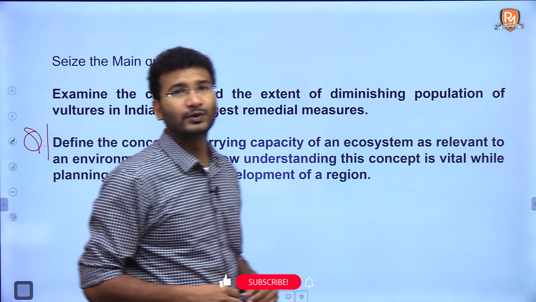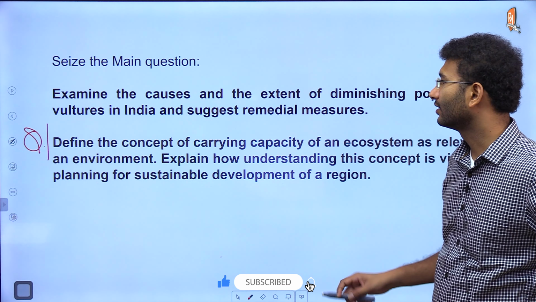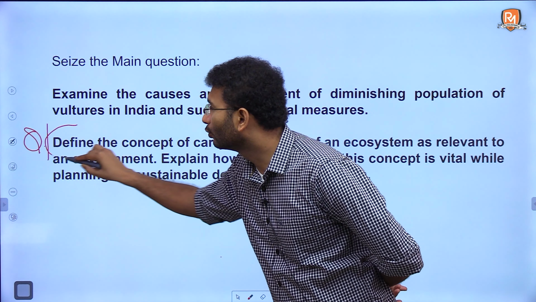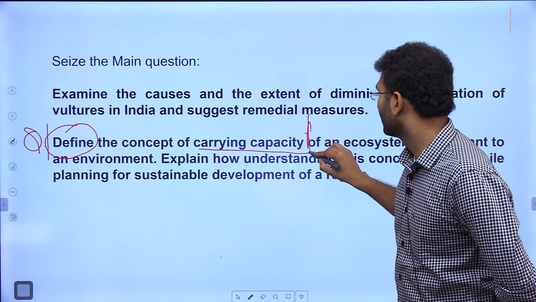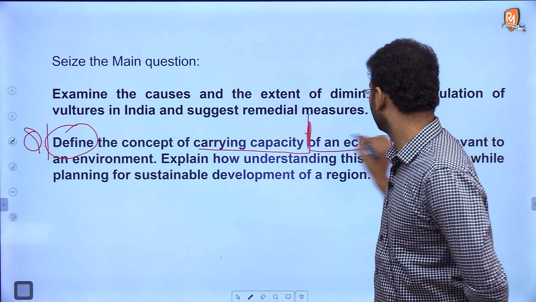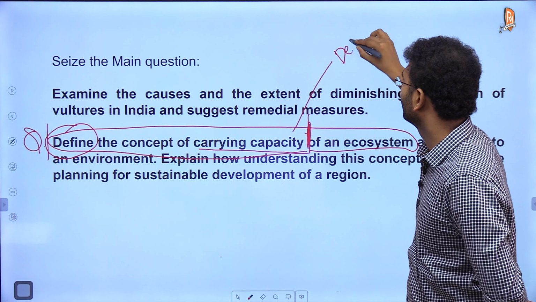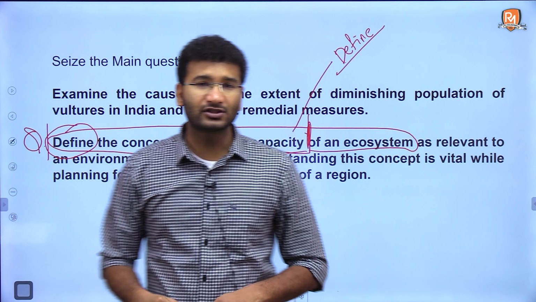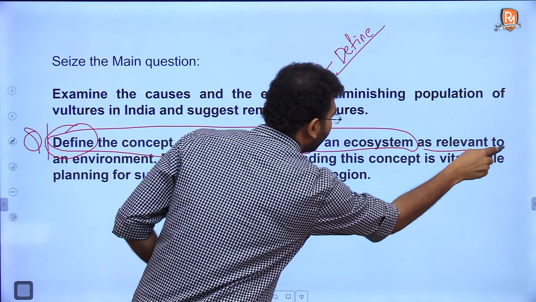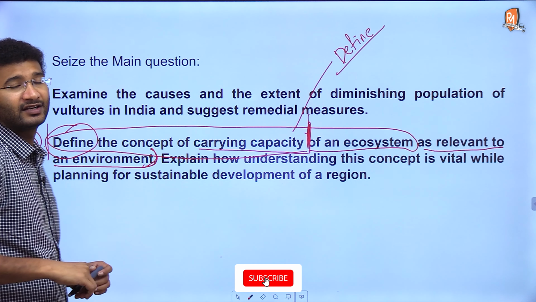Firstly, as an individual, you have to break down this question and understand what the demand of the question is. It says clearly to define the concept of carrying capacity. So carrying capacity of an ecosystem, this is the demand of the question here. What you have to do is define. And next, it also asks that as relevant to an environment. In the context of environment it is being asked.